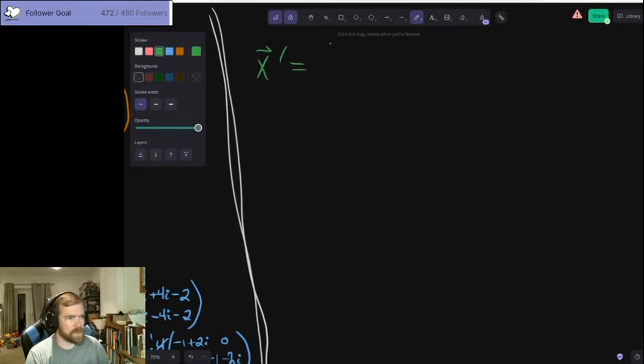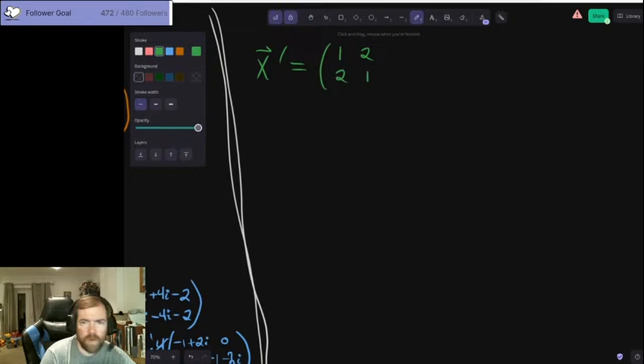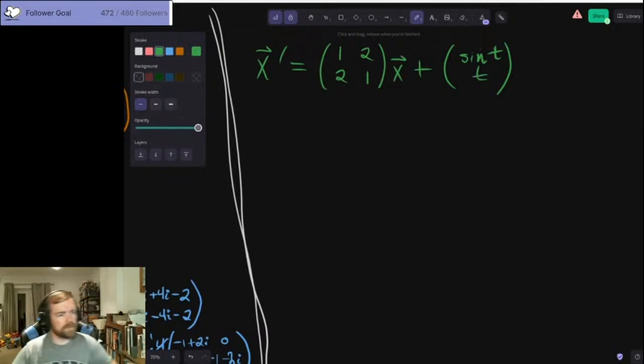Alright, so x prime is going to be equal to the matrix [1, 2; 2, 1] times x vector, plus [polynomial term], sine of t. Alright, how do we work with this?